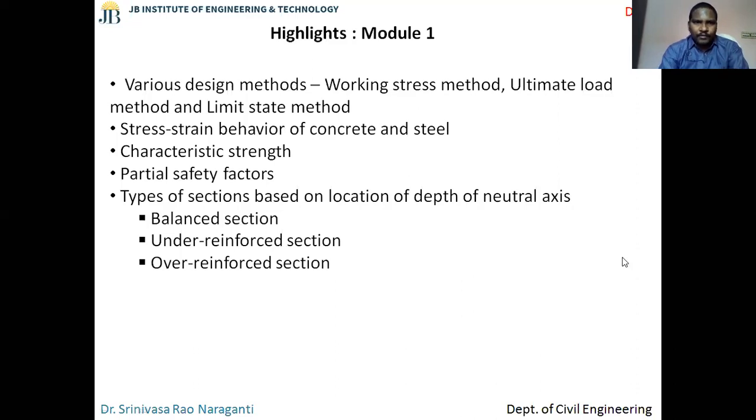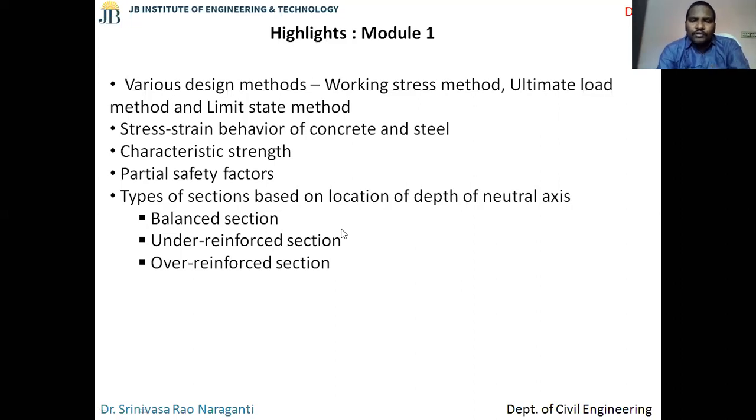Then we talked about different types of sections. One is the balanced section. Again, before we talked about various sections, we talked about stress block parameters, wherein we found the compression force acting, the total tensile force acting, then the total force, and then the distance where that is acting. Those are nothing but stress block parameters.